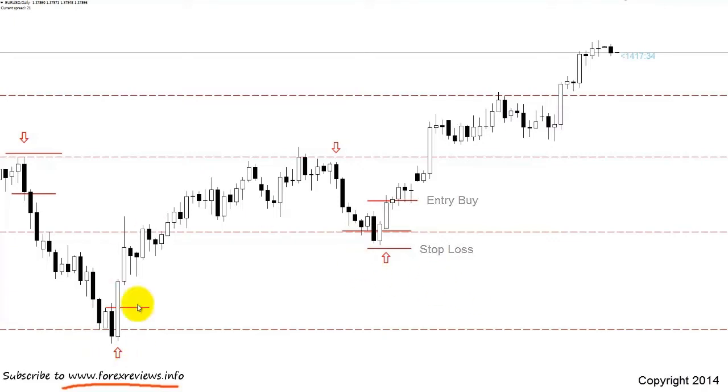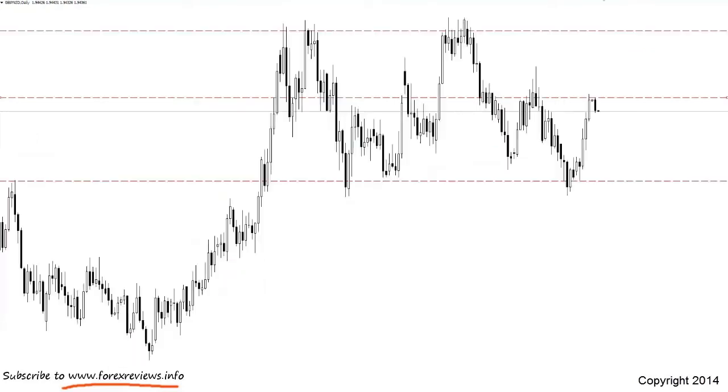Alright, let's go on to the next pair. This is the GBP New Zealand Daily. Alright, as I showed you guys in part 1, here's the structure points that we identified. So let me zoom in.